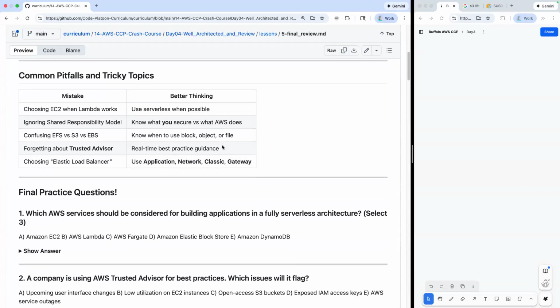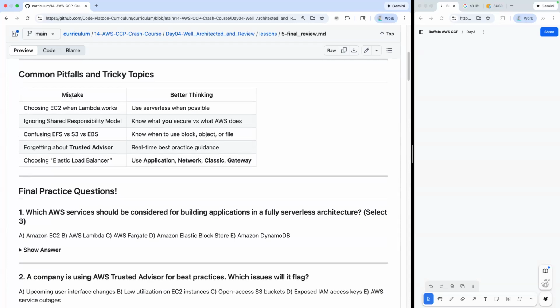So common mistakes, tricky topics. We haven't talked a lot about serverless. It really is in a lot of ways the go-to tool for back-end architectures these days. If you're not sure and the choice is between EC2 and a serverless option like Lambda, the answer is probably Lambda. Ignoring the shared responsibility model, right? I have to know what I'm responsible for as a customer versus what AWS is.